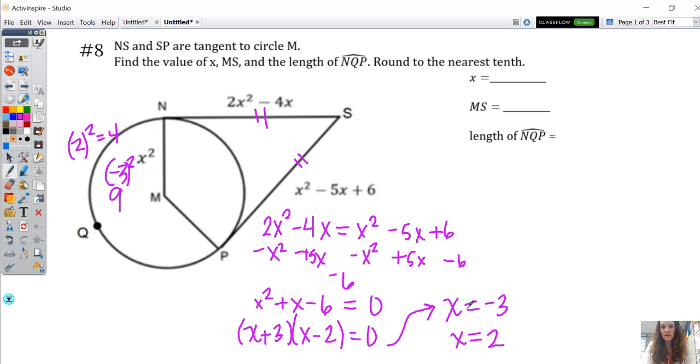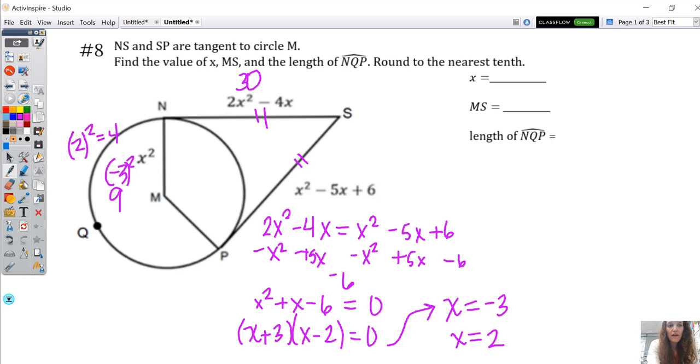And you can even go plug these back in to NS and PS. Oh, you do need to plug them back in. Sorry, you do need to plug them back in for NS and SP and make sure that they make sense. So when you plug in -3, 2 times -3 squared minus 4 times -3 gives you 30. And when you plug in 2, 2 times 2 squared minus 4 times 2, you get 0.